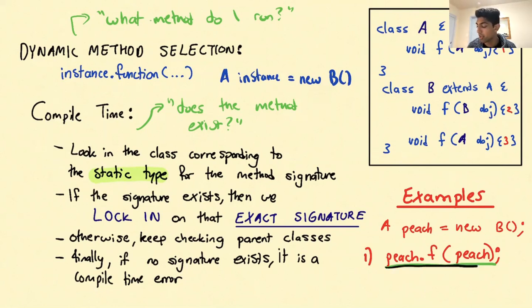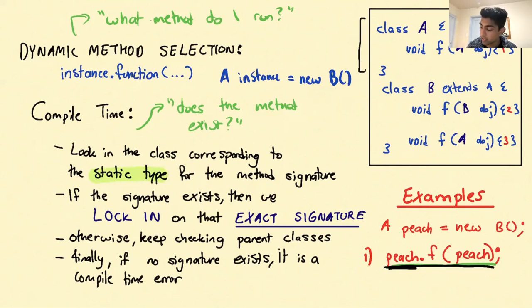So this may be confusing, so let's walk through an example of what all of this really means. In this peach.f of peach, we know that the static type of peach is A. So what we're going to do is look in the static type class, right? Let's look in class A for a method signature that would suffice for the method call.